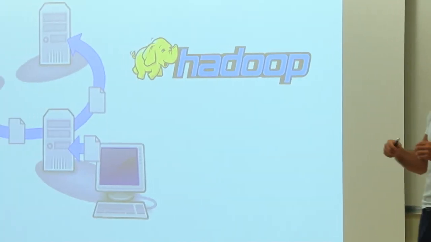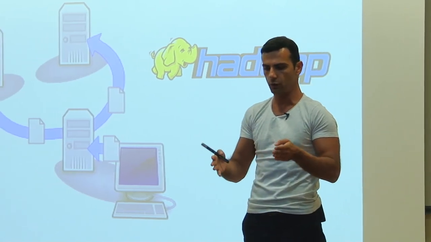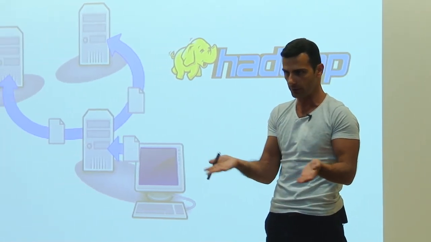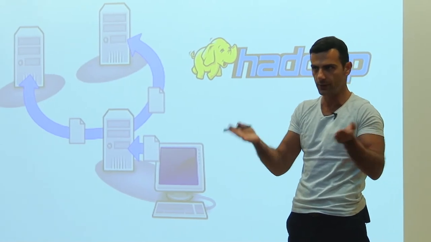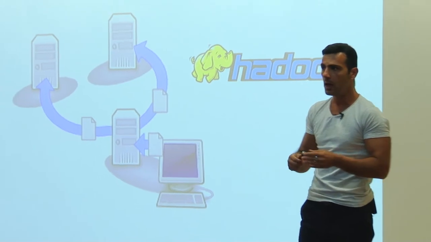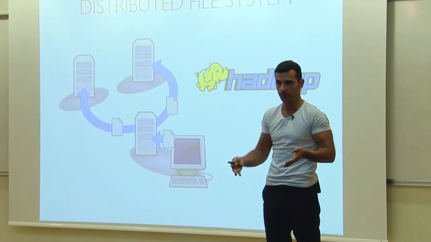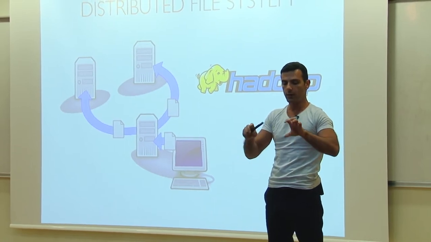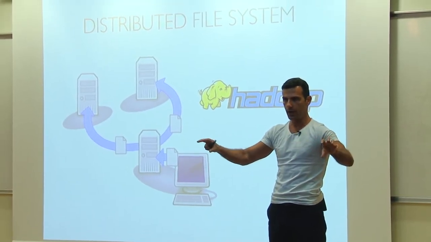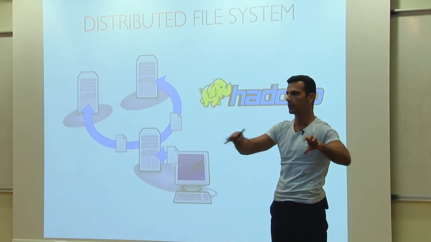So we talked about a file system. A file system is the place where a whole bunch of files are stored. Makes sense, file system, system of files. And directories, which are just categories. But what happens if you have so many files that they don't fit on one computer? Well, as I said, you can add more computers and basically distribute the files across the computers.